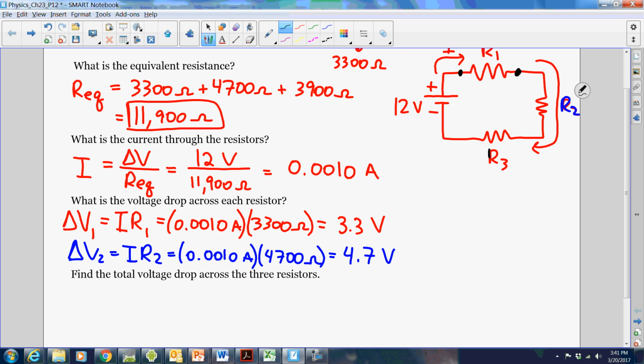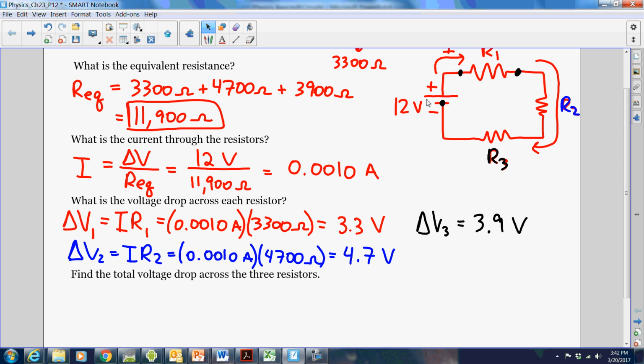And then R3, the voltage will drop the rest of the way down to 0, because by the time I get to here, that's kind of where I'm saying 0 volts is. That's the finish line. That's where a positive wants to be, so it has no potential left by that point. So when you get that one, you could do it two ways. You could multiply again, 0.0010 multiplied by 3,900. Or you can just know that it all adds up to 12 volts. So it starts with 12, subtract 3.3, subtract 4.7 more, and you're going to end up with the 3.9.